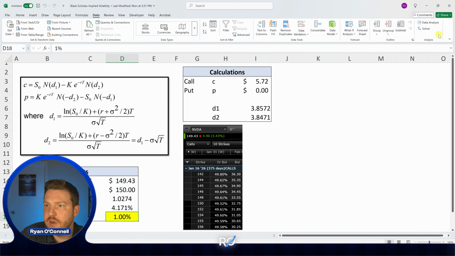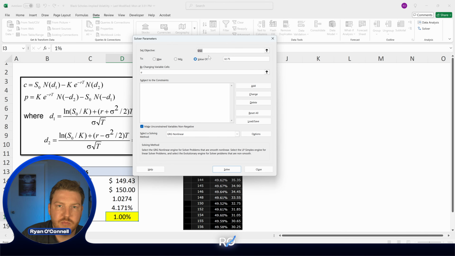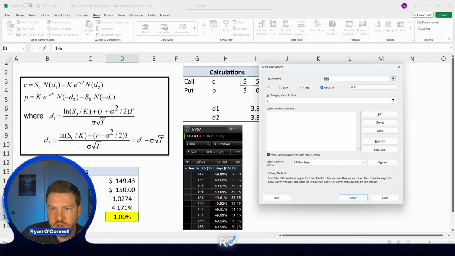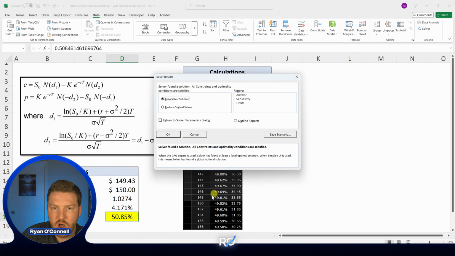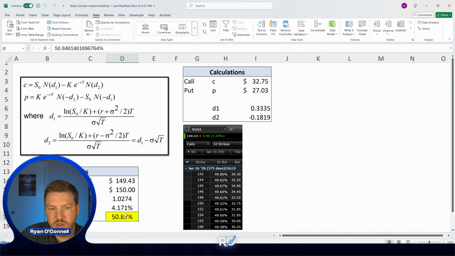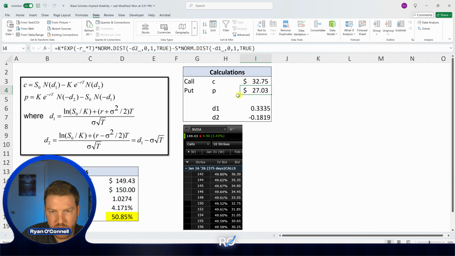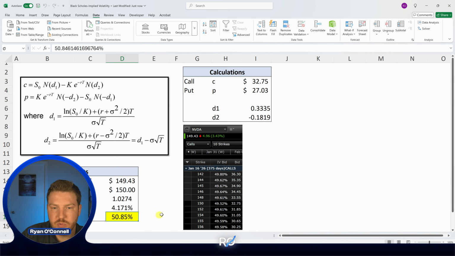Okay. Now let's work back to the implied volatility based on this price. We're going to set our objective of I3, which is the call price, to a value of the price that the market is putting for this stock, which is $32.75, by changing this volatility here. Then we can hit solve and OK. Based on our Black-Scholes model that I replicated in Excel, the implied volatility should be 50.85%.